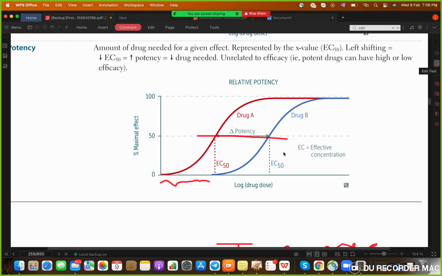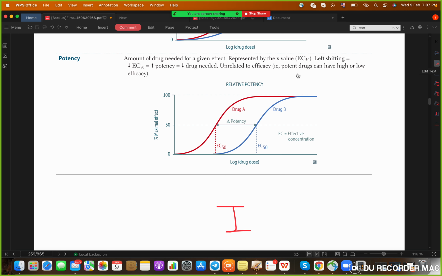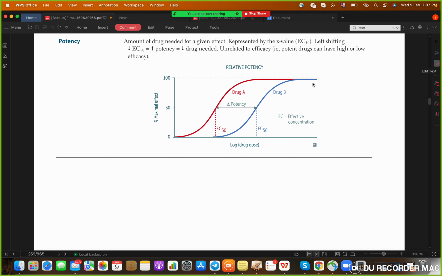While for drug B, you need much more of the drug to reach the same effect. That means drug B tends to have much lower potency than drug A. Drug A, because it needs less drug, has much higher potency. So it's unrelated to efficacy. A potent drug can have high or low efficacy.